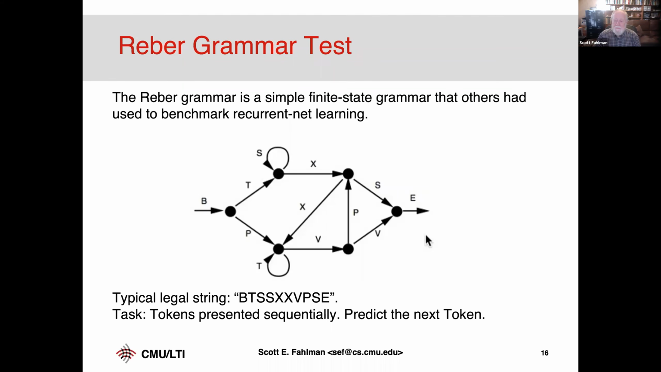Okay, is that at all clear? Okay, so tokens are presented sequentially. We're trying to predict the next token. We're training the network to do that.